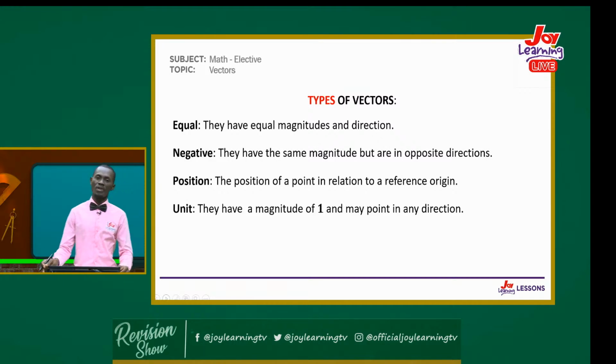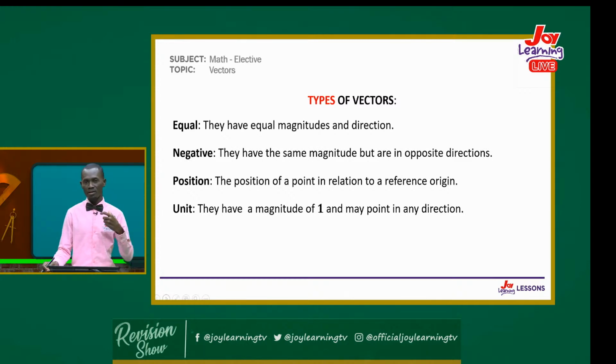Okay, the unit vector. As the name implies, the unit vector is a vector that has a magnitude of 1. It may point in any direction. Very important, it gives us the behavior of a vector. The moment you can tell the unit vector of any vector, we can, to a very large extent, determine the behavior of the original vector.